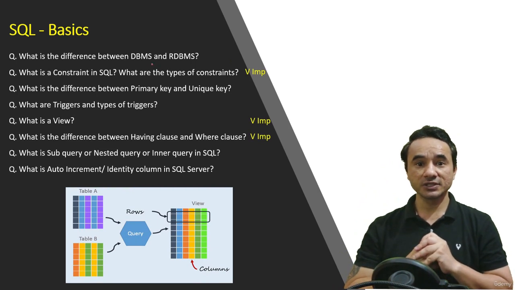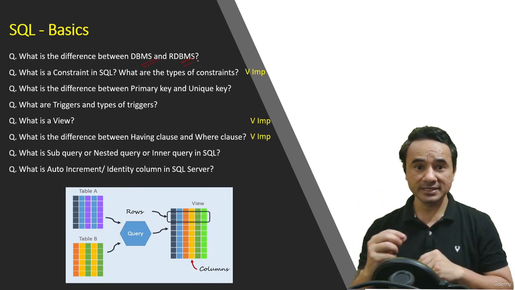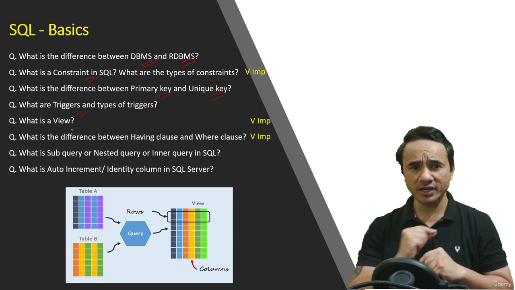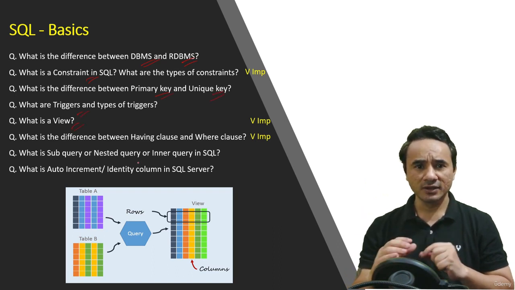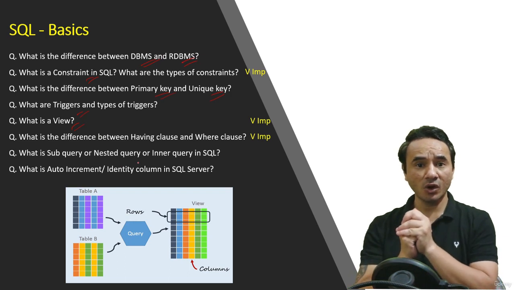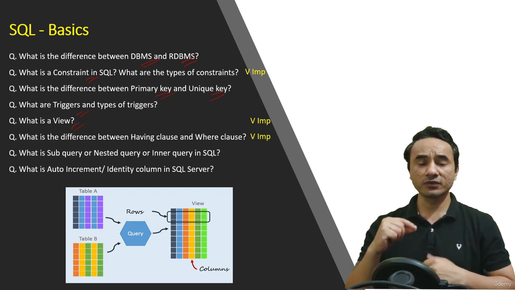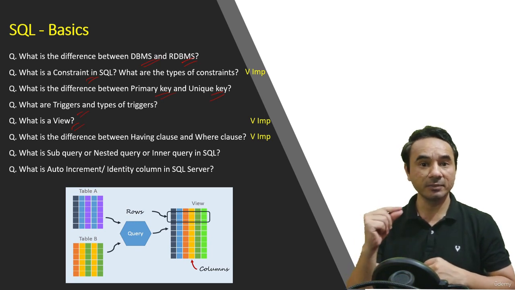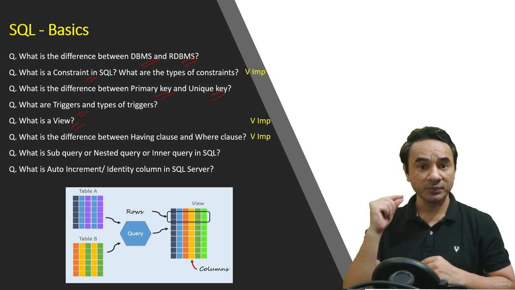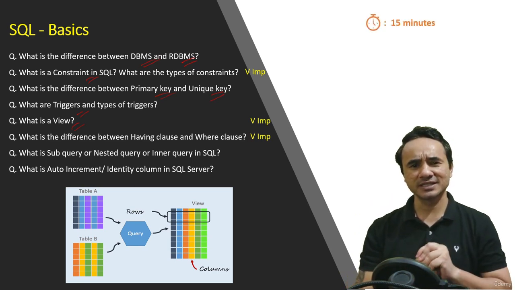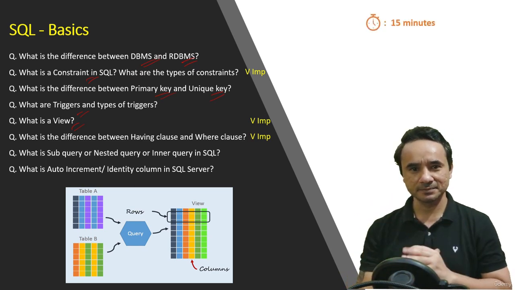Here we will cover questions on DBMS, RDBMS, constraints, primary key, unique key, trigger, views, having, where, all basic things, okay? As a developer, we must know all these things in SQL. Even if you already know the answers to these questions, I still recommend you go through them at least once. The approximate duration of all these questions is just around 15 minutes.